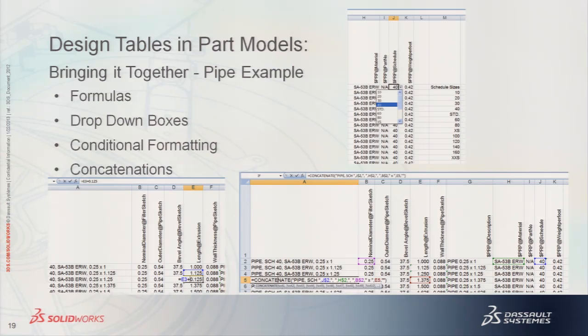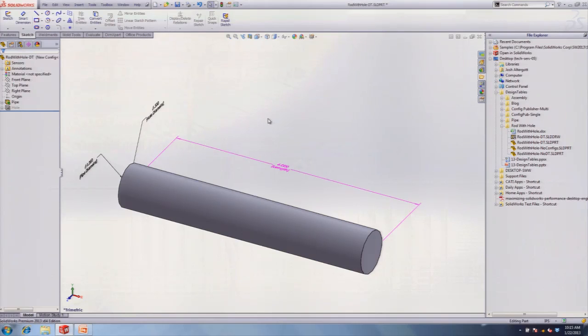So what we've got here, bringing everything together, is Excel and what we can do with it: formulas, drop-down boxes, conditional formatting, concatenations. These are all different things that we can utilize inside of Excel. If you're not that familiar with Excel, go out and take an hour-long online class or something like that. Just get some additional information on it, because there are a lot of powerful tools that you can utilize inside of here. If we jump back over here, we'll actually open up one of these to show you the example.